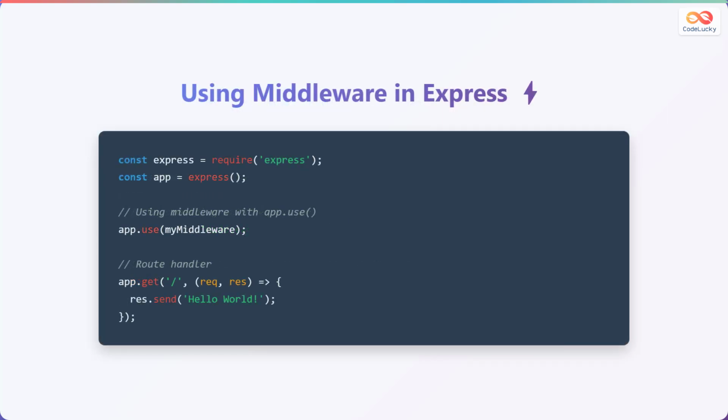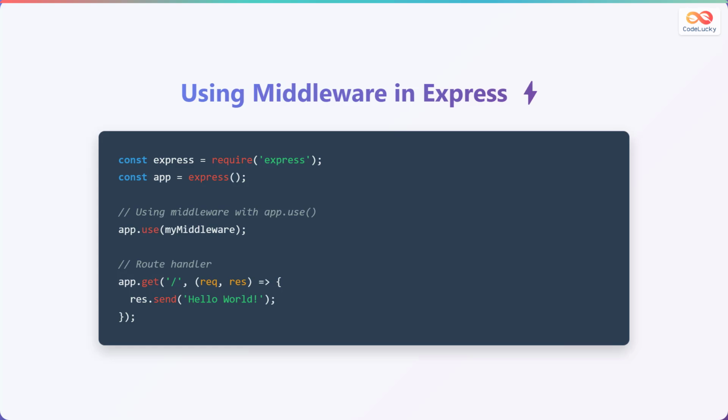Let's see how to use middleware in an Express application. First, require the Express module. Create an instance of an Express application. Use app.use to register the middleware function. Define a route handler for the route path. This route handler sends hello world as the response.